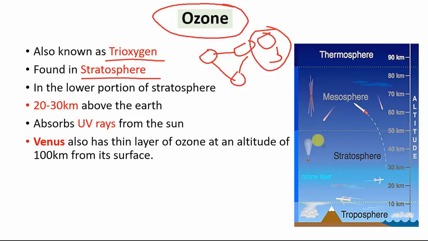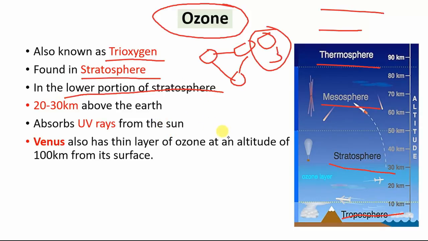So let us look into the layers of atmosphere. This is on the basis of the distance. Okay, the first layer is troposphere. The second layer is stratosphere. The third one is mesosphere. The fourth one is thermosphere. And later on, you also get exosphere and ionosphere. Ozone is a natural gas and it is found in stratosphere, lower portion of the stratosphere.